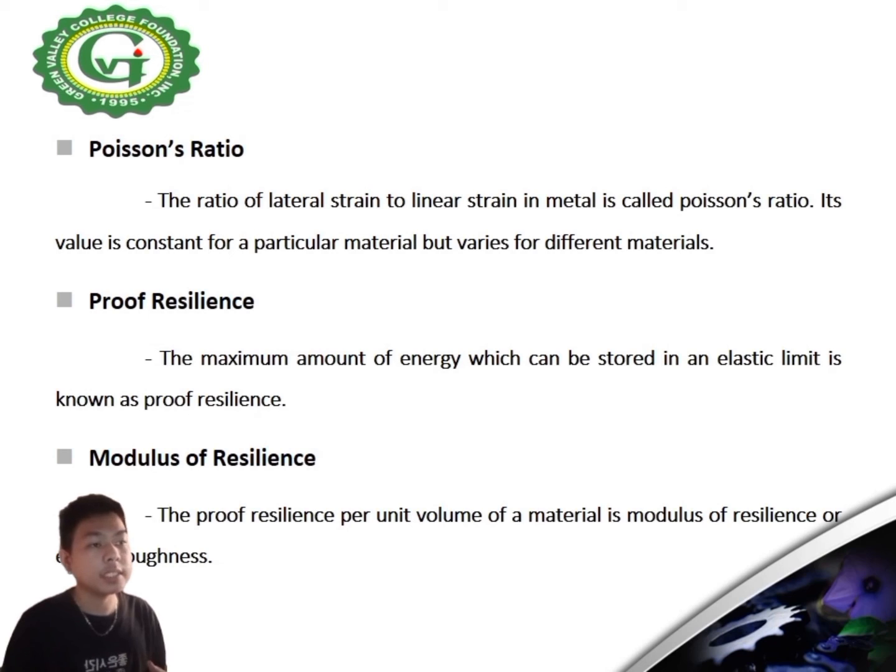Next is proof resilience. The maximum amount of energy which can be stored within the elastic limit is known as proof resilience. The proof resilience per unit volume of a material is modulus of resilience or elastic toughness.